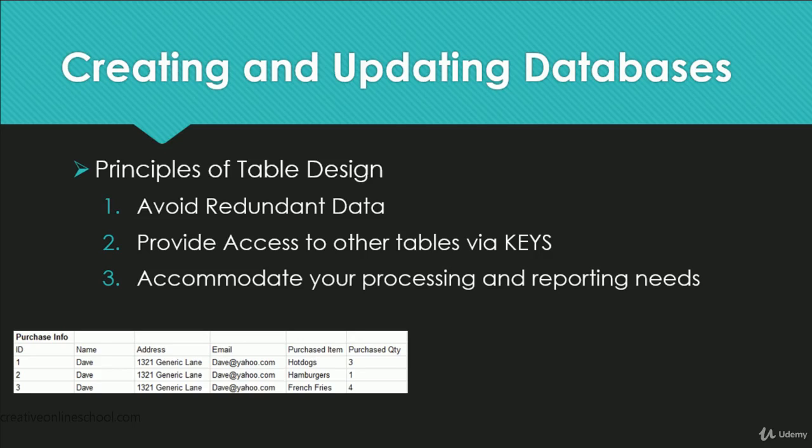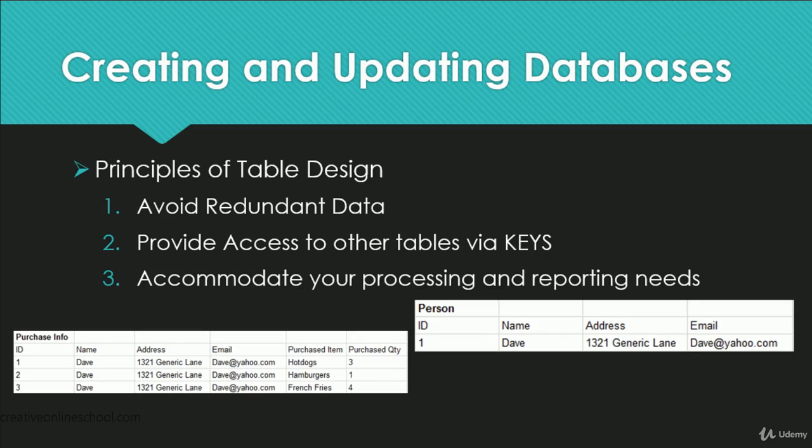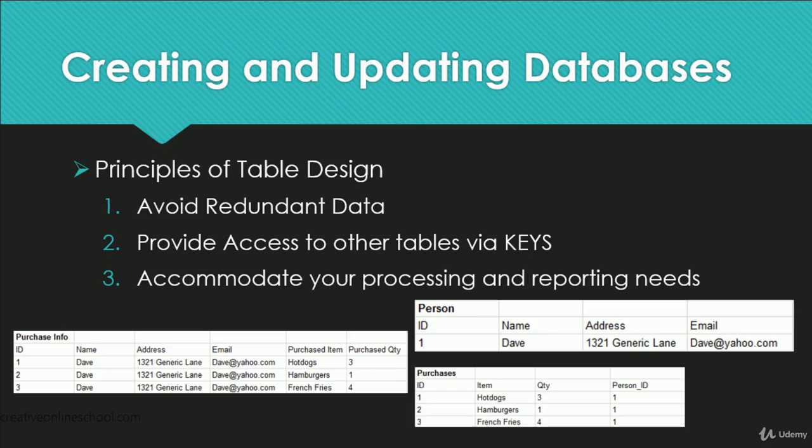We call these keys. You already saw how we set an ID to be a primary key, and that's the primary way that data is going to be connected to other tables. So what does that look like? Well, let's try and fix our table here. First, to avoid redundant data, we keep info about the person in its own table with the primary key of ID. Next, we create the table for purchases.